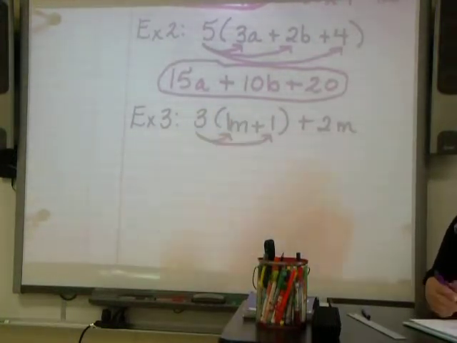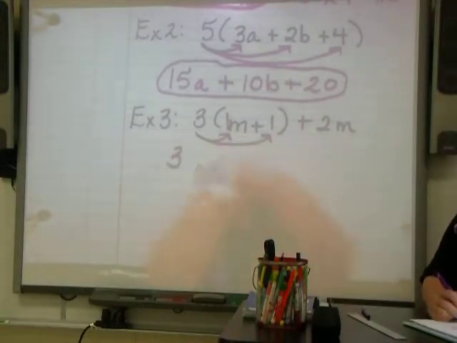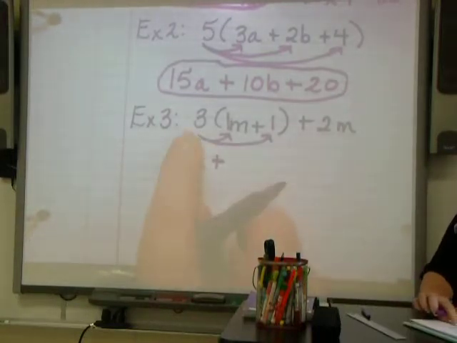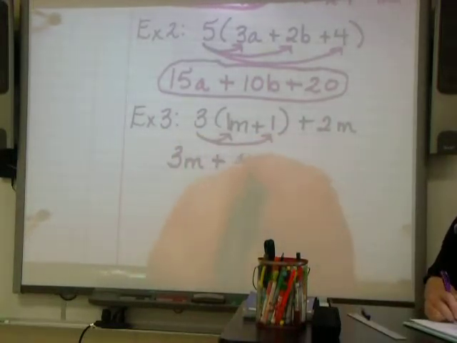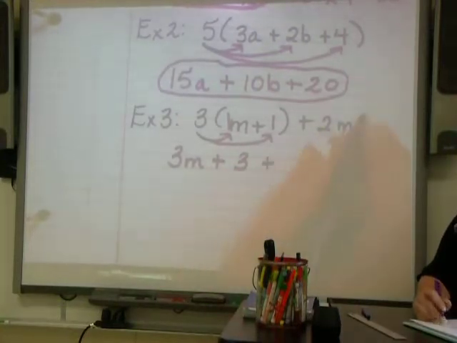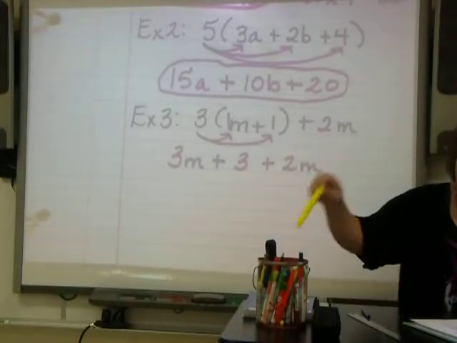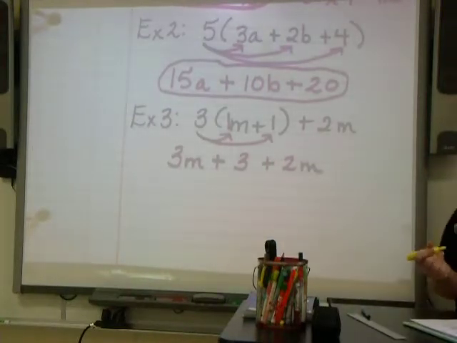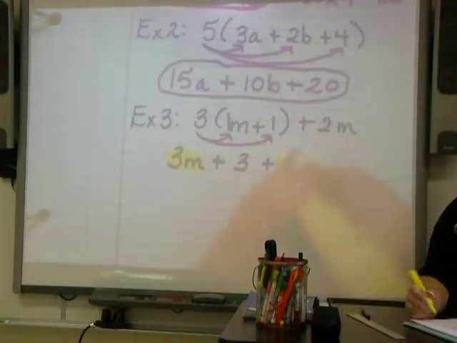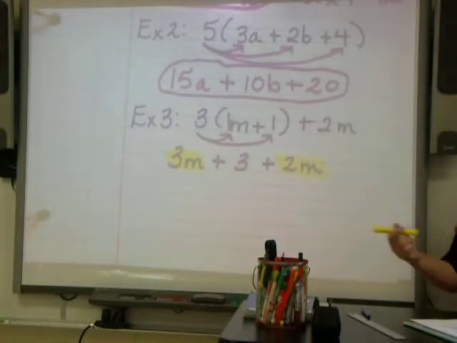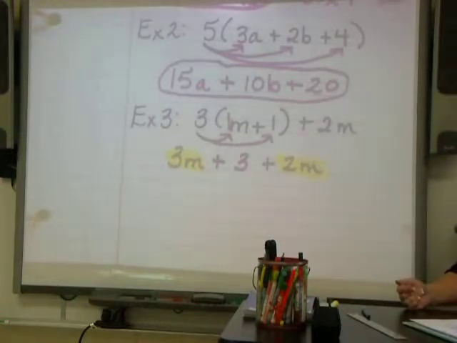3 times m is 3m. I drop the addition sign. 3 times 1 is 3. I drop that addition sign and 2m because that is still part of my problem. And when you have that problem written out, you should see or identify that you have 2 sets of m's there. Those are like terms. So I should be combining those together.